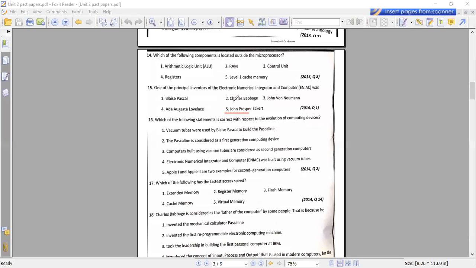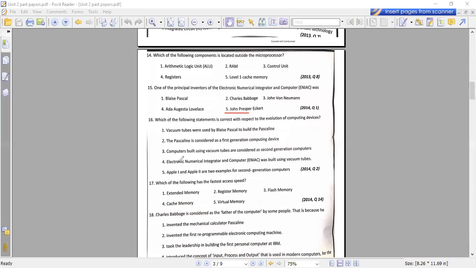16. Which of the following statements is correct with respect to the evolution of computing devices? So when we consider the evolution of computers, how did it evolve? ENIAC was developed by using vacuum tubes. So the 4th one should be the answer. I think all of you have put the correct answer.